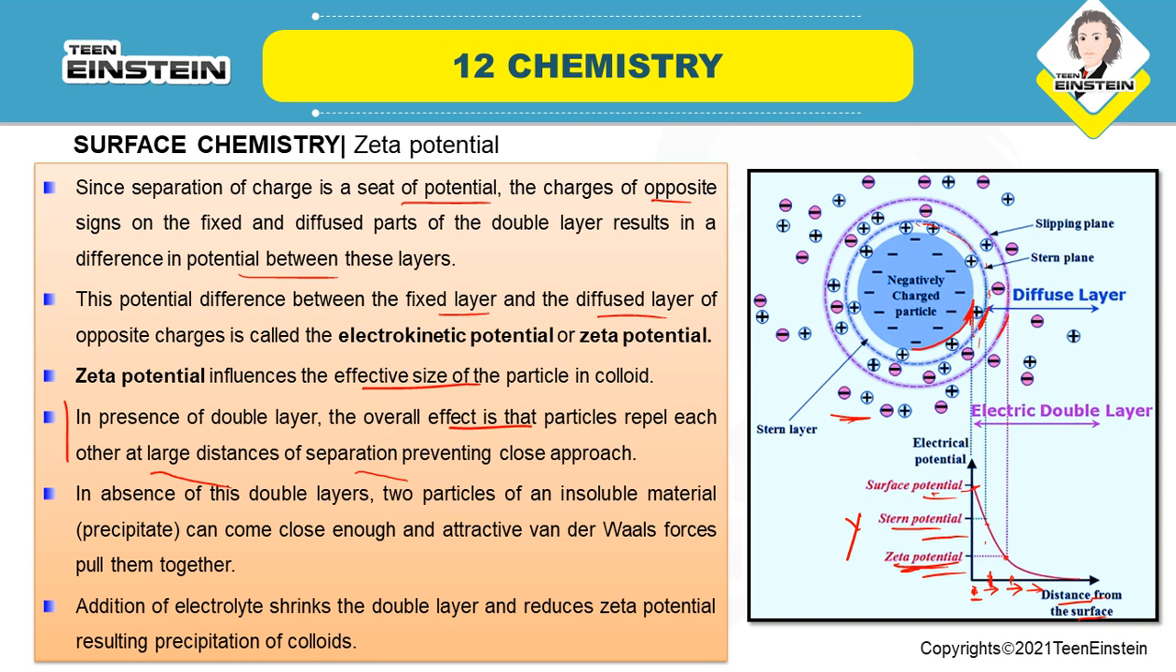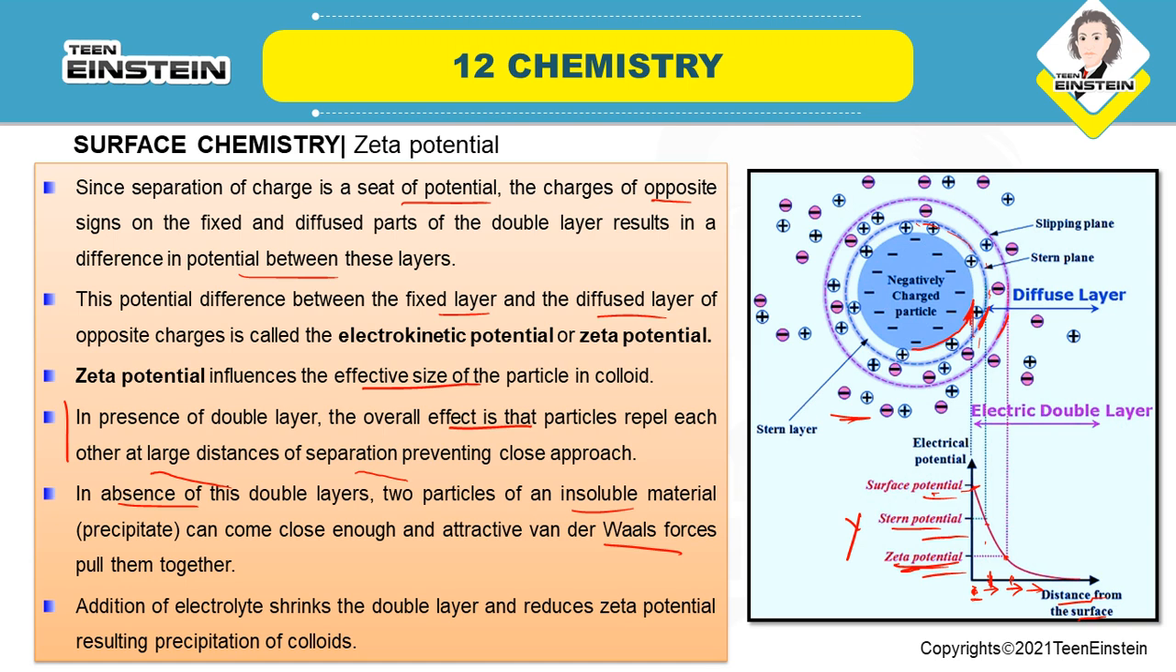But suppose the double layer is not present, then what will happen? Then two particles of an insoluble material can come close to each other, and attractive van der Waals forces will now be operative and pull them together. As a result, they will form a large particle by combining with each other, the particle size will increase. As a result, there will be precipitation. That means now the colloid is no longer stable.